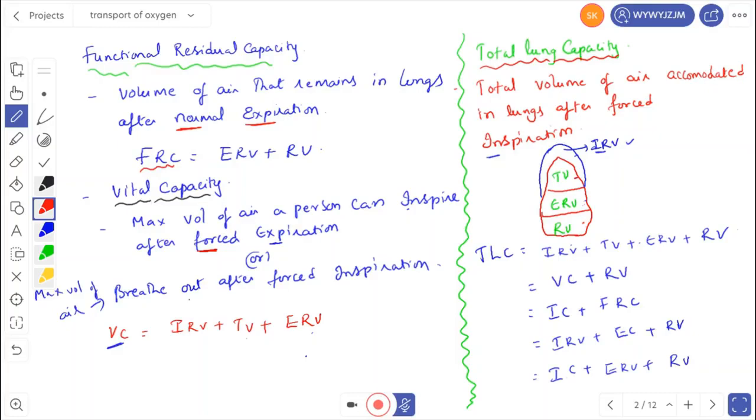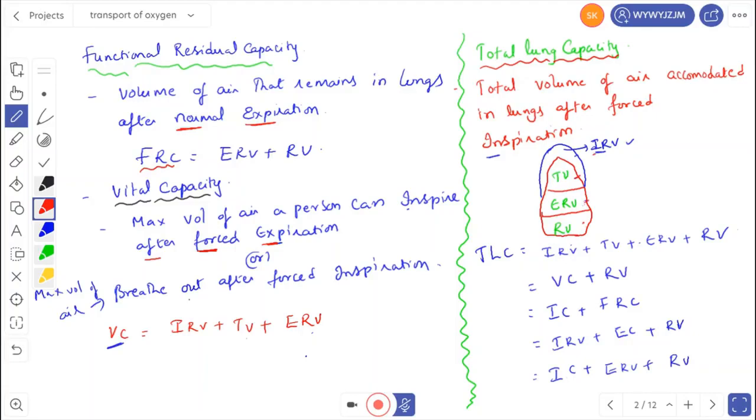The next one is vital capacity. Maximum volume of air a person can inspire after forced expiration. After forced expiration means you have sent out TV and ERV also. So what is the maximum volume of air you can inspire after forced expiration? You can inspire ERV, TV, and also IRV. That is called vital capacity.